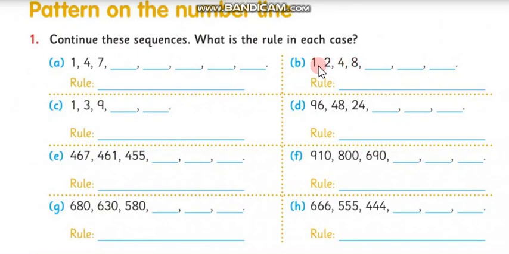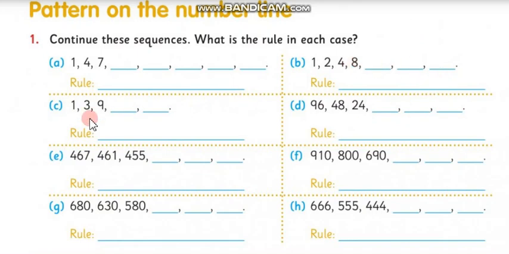The difference between 1 and 2 is 1, and then the difference between 2 and 4 is 2, and the difference between 4 and 8 is 4. So the difference between 8 and the next number will be 8, and the difference between the next number and the number after that will be 16, and the difference between this number and this number will be 32.